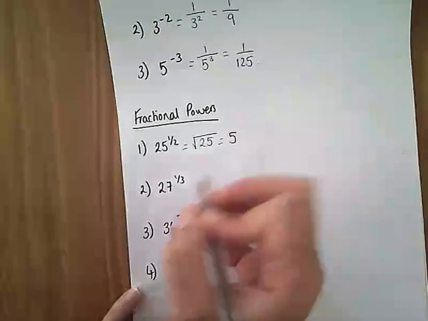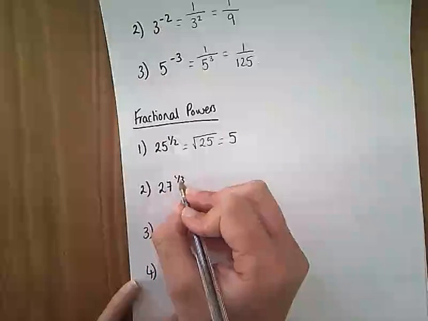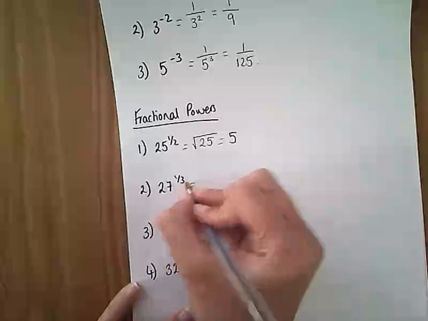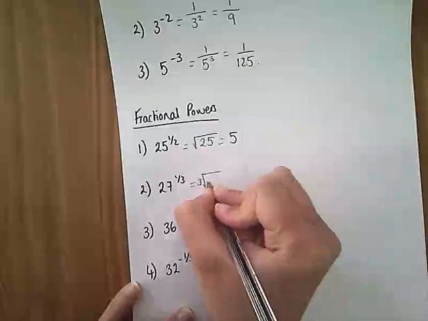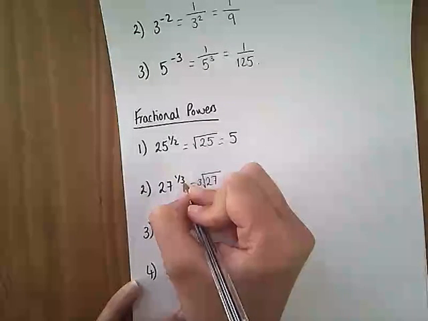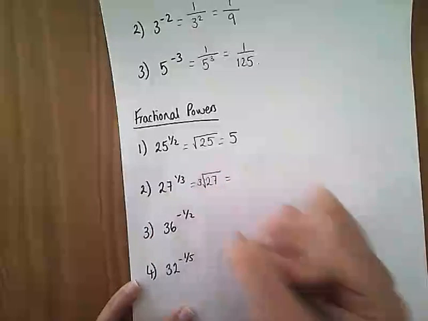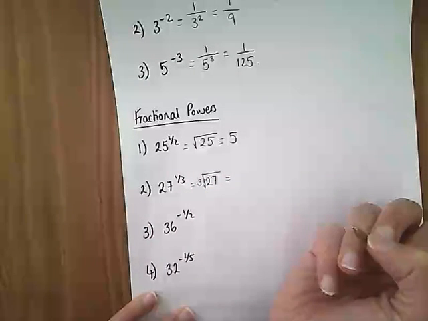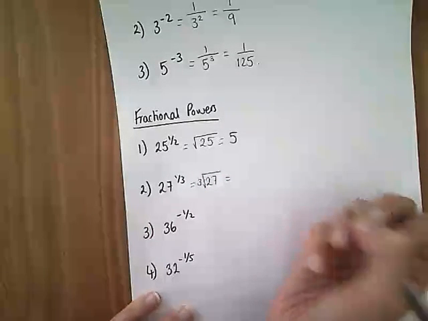So 27 to the power of a third. If it's to the power of a third, we're going to take the cube root. So whatever the denominator of the fraction is, that's what root you take. So 27 to the power of a third is the cube root of 27. What times itself 3 times gives you 27? The answer is 3.